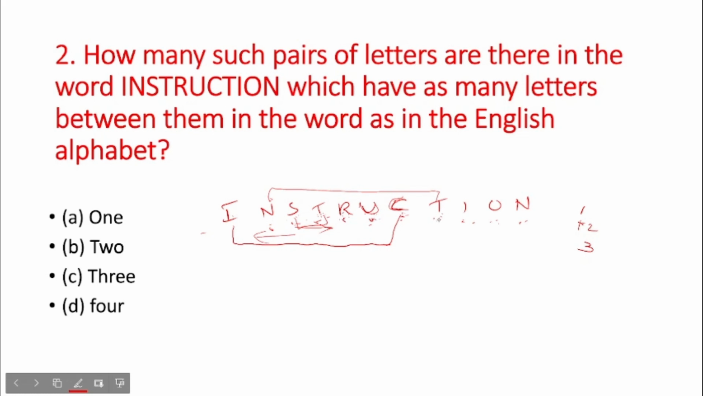Then with T, P, Q, R, S, T, U, V, W, X, Y, Z. No. I, J, K, L, M, N, O, P, Q. No. O, P, Q, R, S, T, U, V, W, X, M, N, O. Again we have another pair, so we have four. So D is the answer.